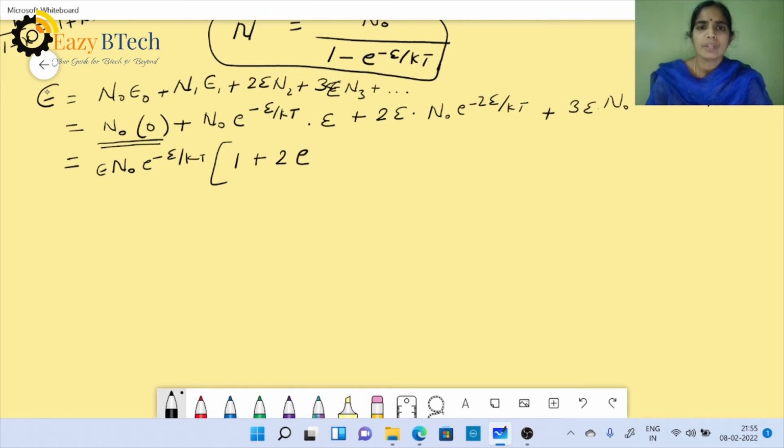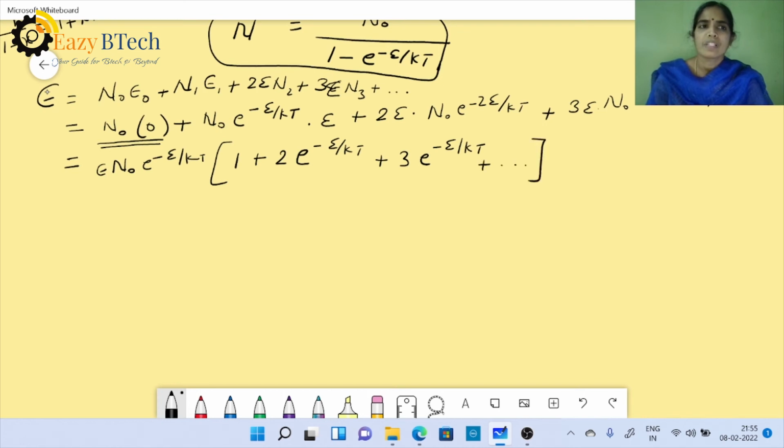2 exponential minus E by kt, because I already have exponential minus E by kt outside. So how much will be left out of minus 2E? Minus E is taken out, so it will be with exponential minus E by kt. The second one becomes 3e power minus E by kt.